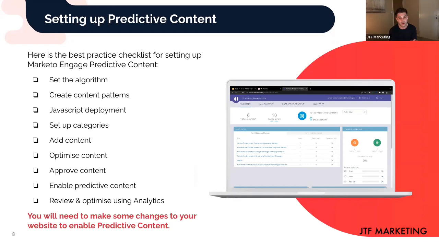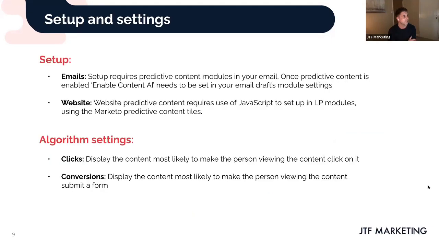And the last thing, which is probably the most important part, is once you've got everything all set up and it's displaying across your different mediums, it's the review stage. So reviewing all those analytics and then using the results to dictate what your next steps are. As I mentioned, there is a bit of setup that you need to do as part of this process. So with email in particular, you will need to update your email template and allow your modules to display predictive content when using the email editor.